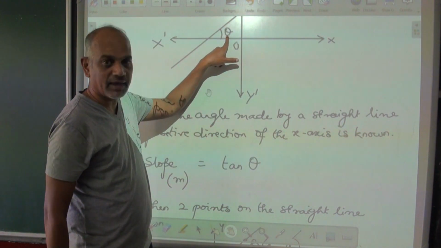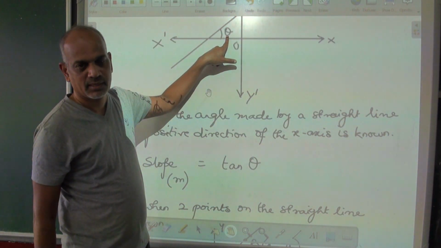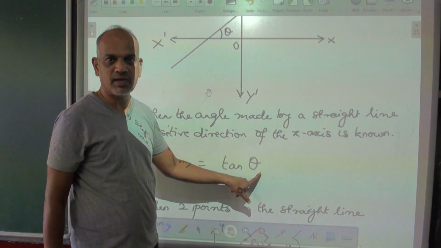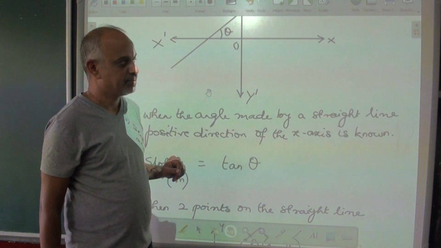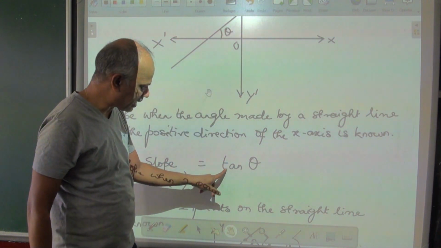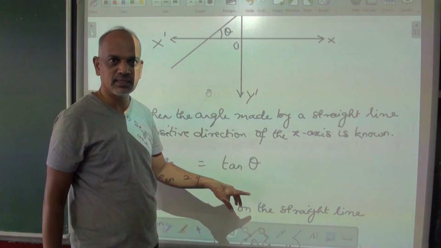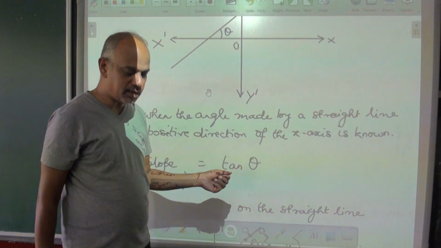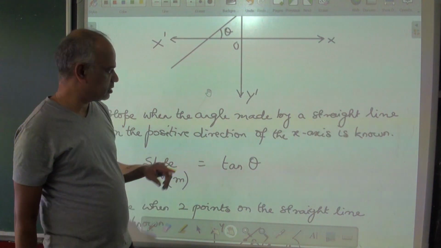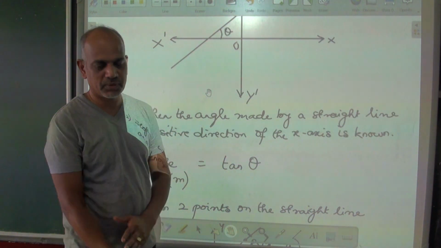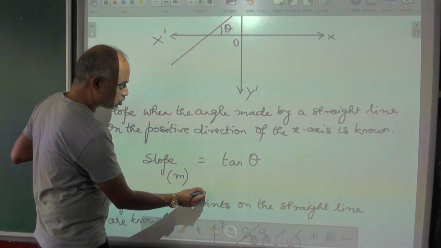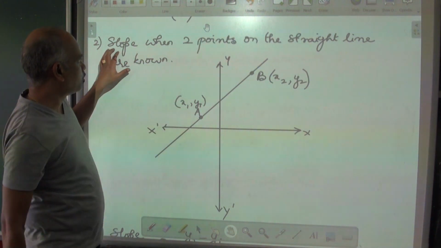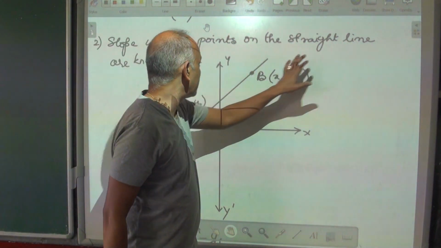Imagine that this theta value was 45. So slope will be tan 45 degrees. Tan 45's value is 1. If this angle was 60 degrees, then this will be tan 60 degrees. Tan 60 is root 3, and so on. So depending on this angle, you can find the slope. So that's the first method of finding the slope. The second method of finding the slope is slope when 2 points on the straight line are known.